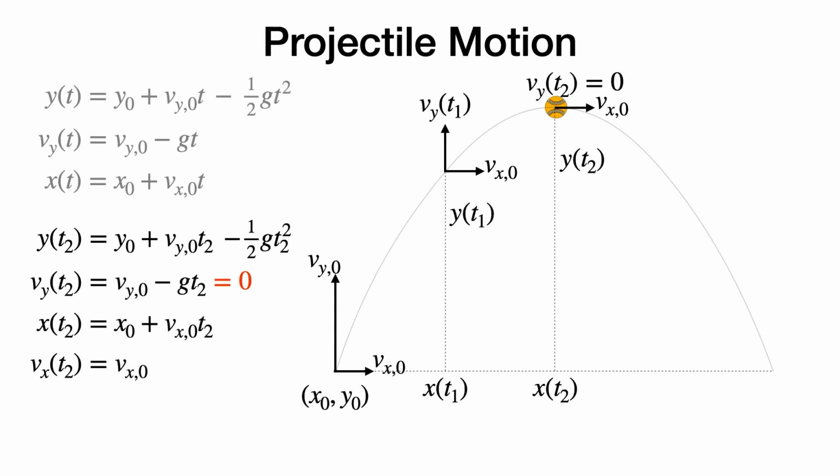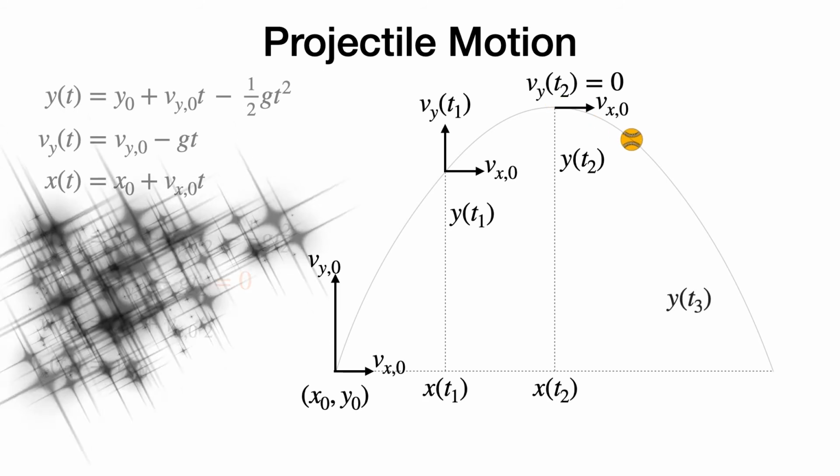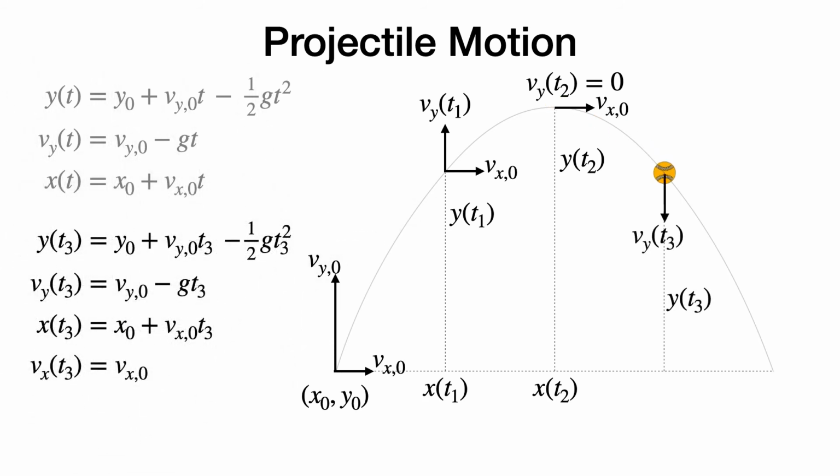So, the equation for the y velocity, assuming we know the initial y velocity, is enough to tell us the time at which we reach this maximum height in the trajectory. We wait a little time further, and now the particle is coming back down. We can again plug in time t3 during this point in time after the particle has reached its maximum height, and we can calculate the positions and velocities of the particle.